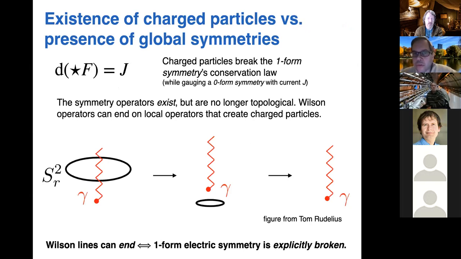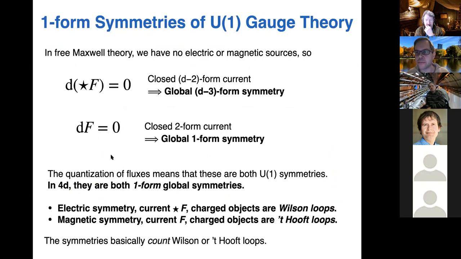But if we have charged particles, then we know that Maxwell's equations tell us d star F is not zero, it's the electric current. And that tells us that charged particles must explicitly break the symmetry. They violate the conservation law explicitly. In terms of this topological picture, if you try to surround a Wilson line with some sphere and measure the flux through the sphere, the Wilson line can just end on a local operator that can make a charged particle. So you can drag the sphere off the end of the Wilson line, and then it no longer sees the flux. And so the one-form symmetry is explicitly broken if you have electrically charged particles. And the one-form magnetic symmetry is explicitly broken if you have magnetic monopoles, which would mean that dF is not zero. Okay, so these are big symmetries of the free photon theory that cease to be symmetries if we start adding charged stuff to the theory.